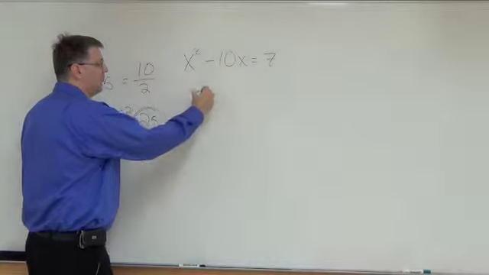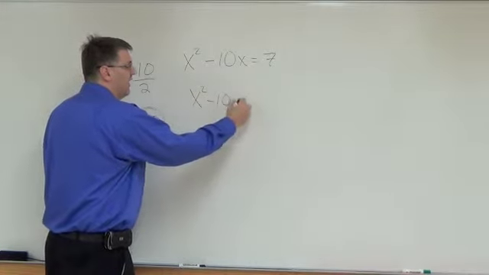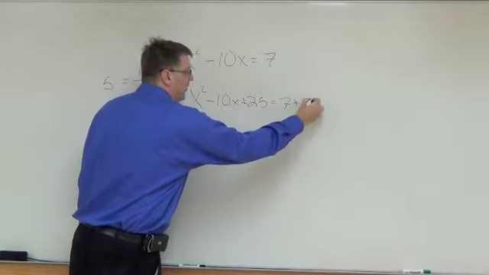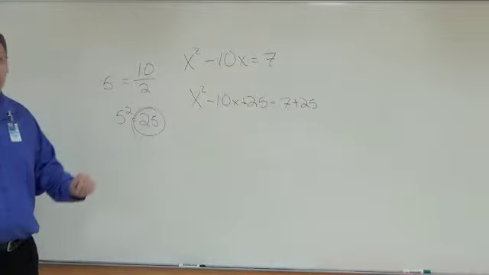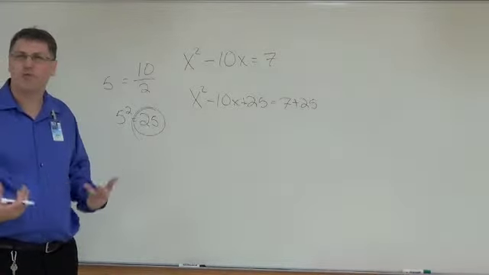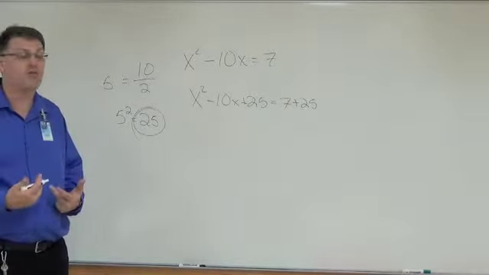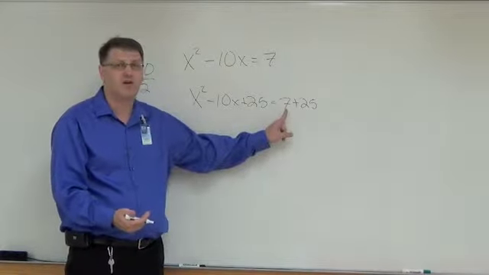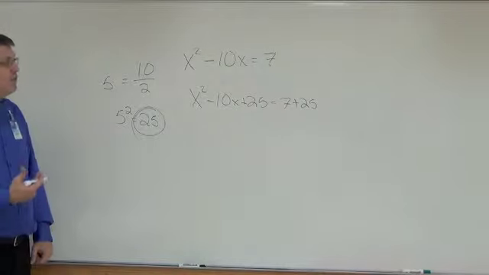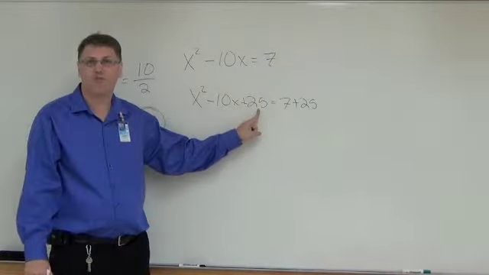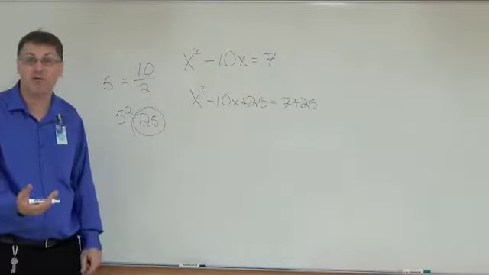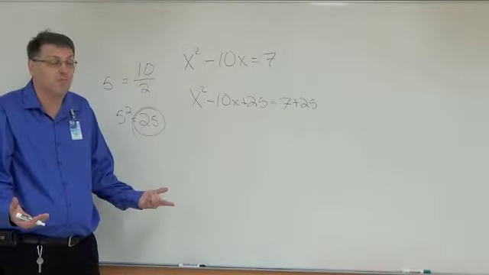This becomes x squared minus 10x plus 25 equals 7 plus 25. Now I know some of you can do the 7 plus 25 in your head, and it's fine. But get into the habit of writing things down, so if you have to go back and refer to your notes, you'll think, oh yeah, I have to take the original number and add the 25 to both sides. We really didn't change the equation, because if we take this 25 and subtract it, move it over to the other side, we have 25 minus 25, which is 0, meaning the equation is exactly the same.